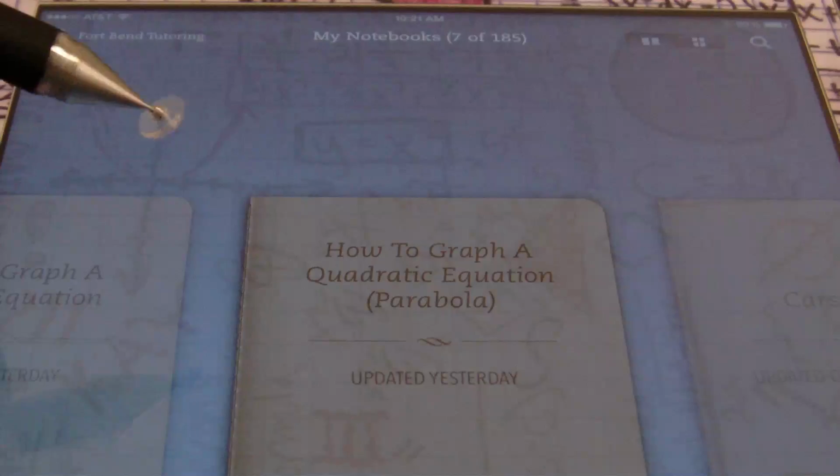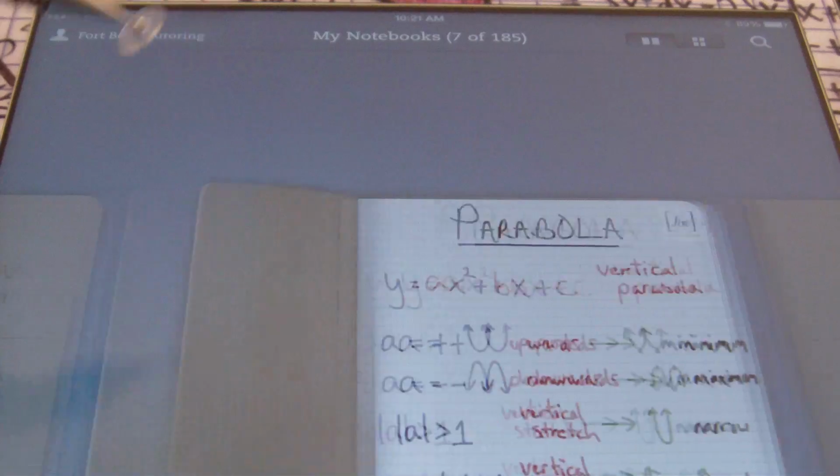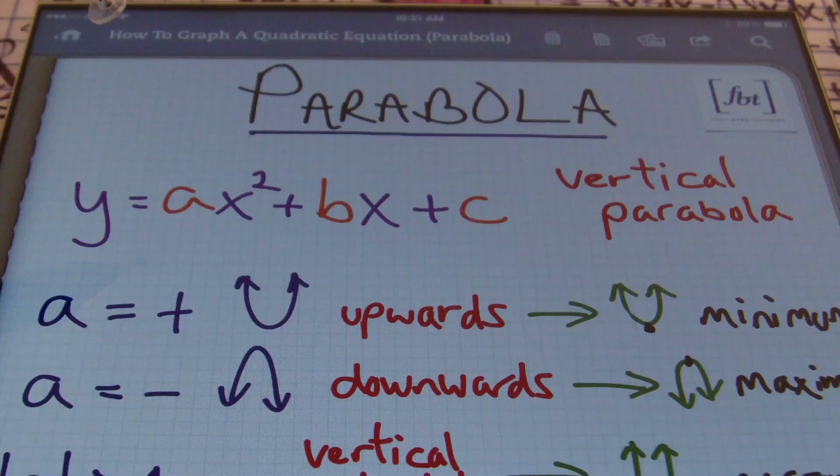Hello, ladies and gentlemen. This is Mr. Whit with Fort Bend Tutoring, and today's tutorial is going to be about how to graph a quadratic equation. That's right, aka a parabola. Yeah, a parabola. Funny word, right? That's right, parabolas, the U-shaped graph.